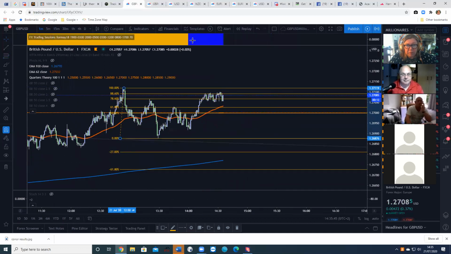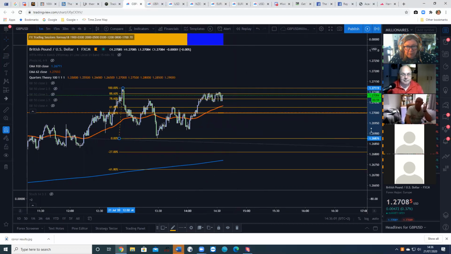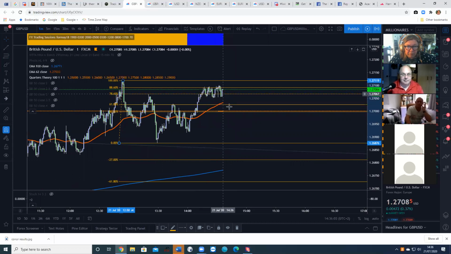So if that works out in about half an hour's time, which is when New York starts to take off, then we'd be looking at it coming back down to these levels here. But we're above the 62 and above quarter theory.